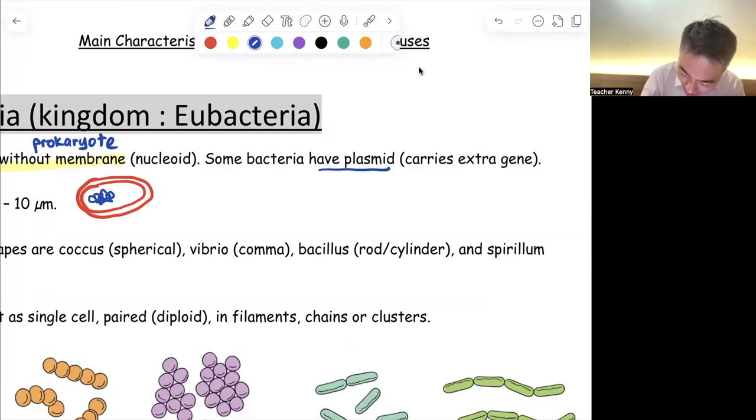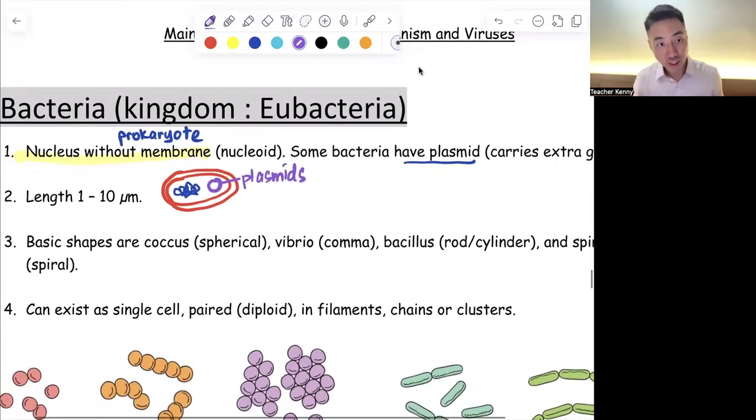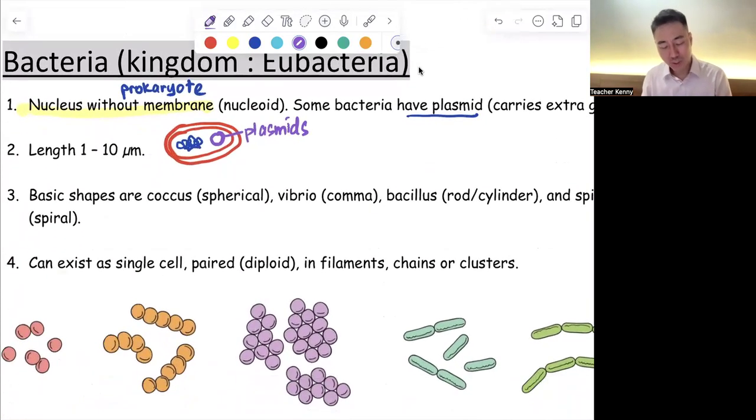Some bacteria have plasmids. What is a plasmid? Plasmid is the extra DNA they have in them. Sometimes they have 2 types. One type is the general DNA. Another one is the circular DNA. This circular DNA is actually very interesting. Some of them store their antibiotic resistance gene inside. Genes that can fight against antibiotics can be stored in there. These are called plasmids, circular DNA. They carry extra genes. Now, the length is 1 to 10 micrometers.